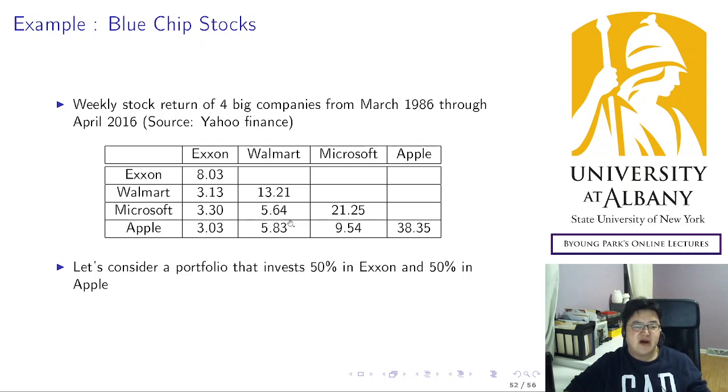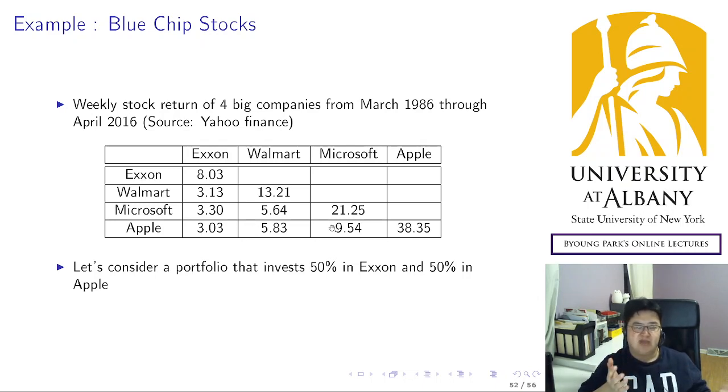For example, 5.83 is the covariance between Apple and Walmart, and 9.54 is the covariance between Apple and Microsoft. Again, remember, we cannot compare which pair has a stronger relationship. Like 9.54 may be weaker than 5.83. You cannot compare their magnitudes, but you can find that all the covariances are positive.